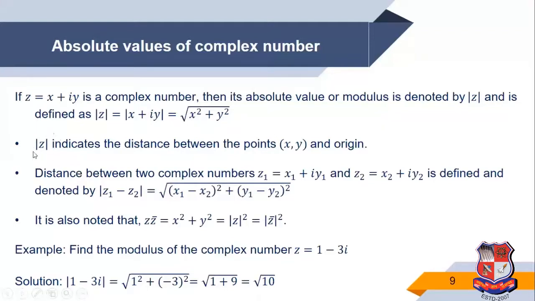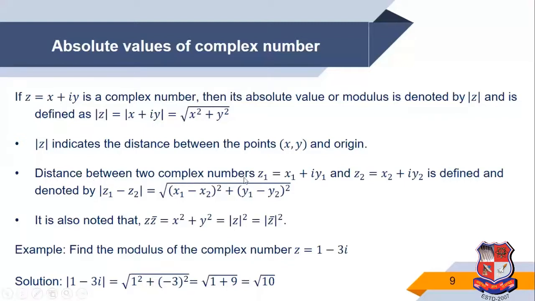where mod of z also indicates the distance between two points, one point is (x, y) and the other point is the origin. So mod of z also indicates the distance between the point (x, y) and origin. Origin, that means (0, 0). So also we use the distance between two complex numbers. We use the concept of the modulus.